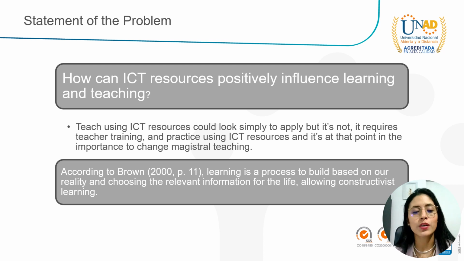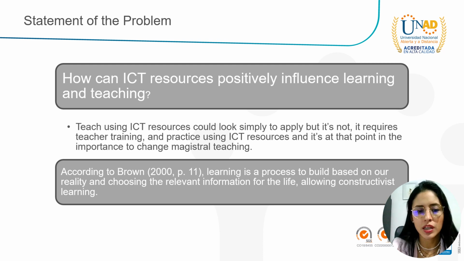This is very important because teaching using ACT resource could look simple, but it is not real. It requires preparation, teacher training, and practice using ACT. It's not possible to improvise in class. For that, it's necessary. This is the point. This is the importance of changing the magistral education. The magistral education is the teacher speaking and speaking and speaking, and the students can only receive information.